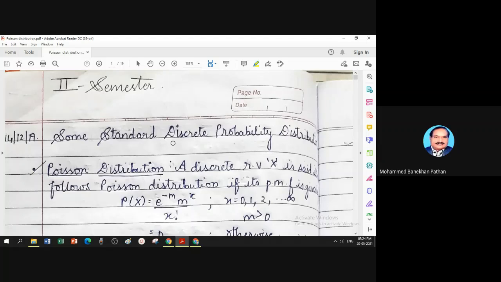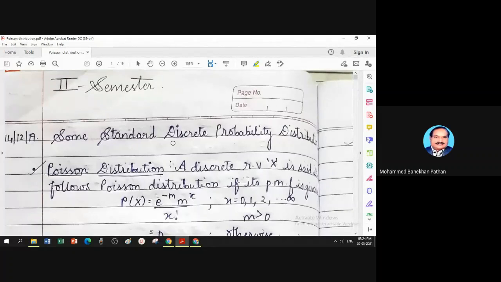Number 1, discrete uniform distribution. Number 2, Bernoulli distribution. Number 3, binomial distribution. Number 4, hypergeometric distribution. We studied these 4 types of distributions.